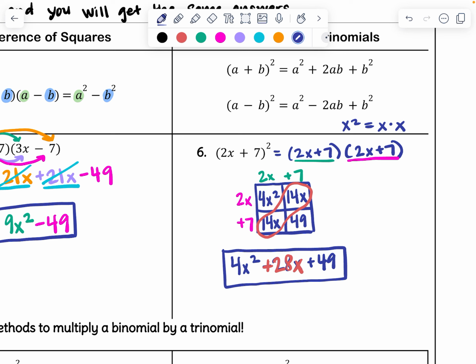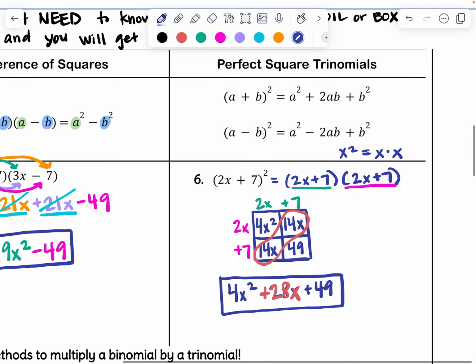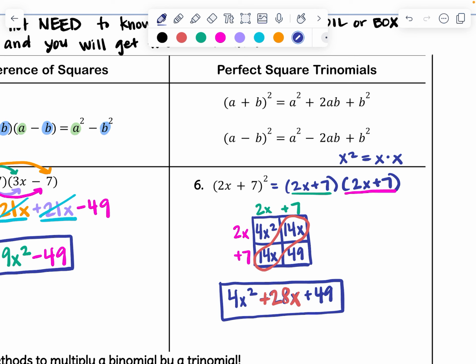So you will notice that the first term is squared. That gives us 4x squared. The second term is 2 times a times b. So because we had 2x and 7, 2x times 7 times 2 is 28. And then the last one is b squared. 7 squared is 49. So again, these are just rules that help you see the pattern, but you really don't need to memorize it because you're going to get the right answer if you do one of the methods correctly.